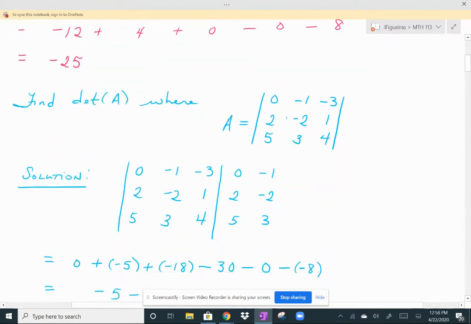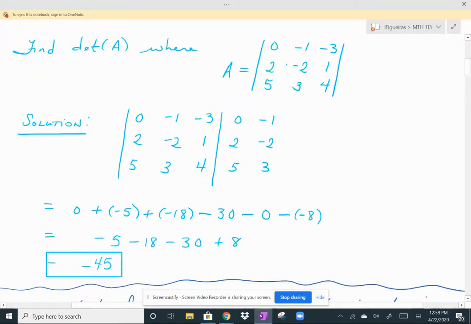Here in blue, I have another 3 by 3 matrix, and we're going to find the determinant of it. So again, the trick is to repeat column 1 and column 2 and write it to the right of the 3 by 3 matrix. And then you start in the upper left-hand corner and multiply the 3 numbers on the diagonal. So the first diagonal that you have is 0 times negative 2 times 4. That has a value of 0. I'm just writing down the product. Then you go to the next diagonal, negative 1 times 1 times 5. That has a product of negative 5.